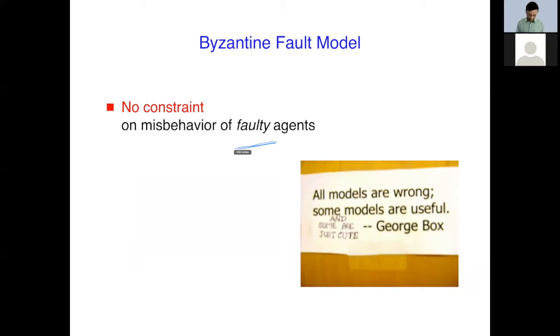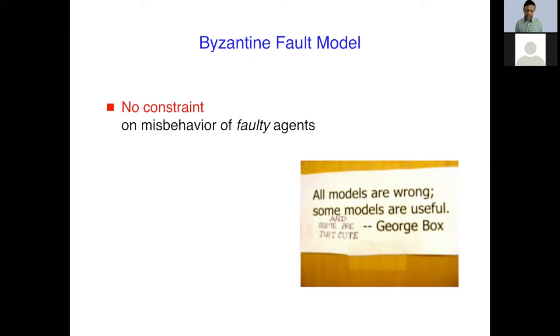For that, we are going to use something called the Byzantine fault model, which was introduced in the context of distributed computing in the 1980s. The essential concept here is that under the Byzantine fault model, we will not try to impose any limits on the bad behavior of the faulty agents. So the faulty agents can behave in any arbitrary way, and the algorithm has to be able to tolerate any arbitrary behavior from a certain number of faulty agents in the system. This is the model that we are going to use.